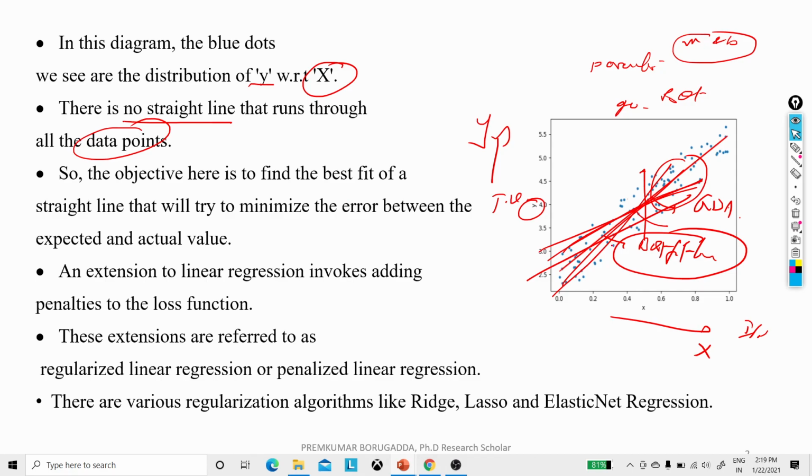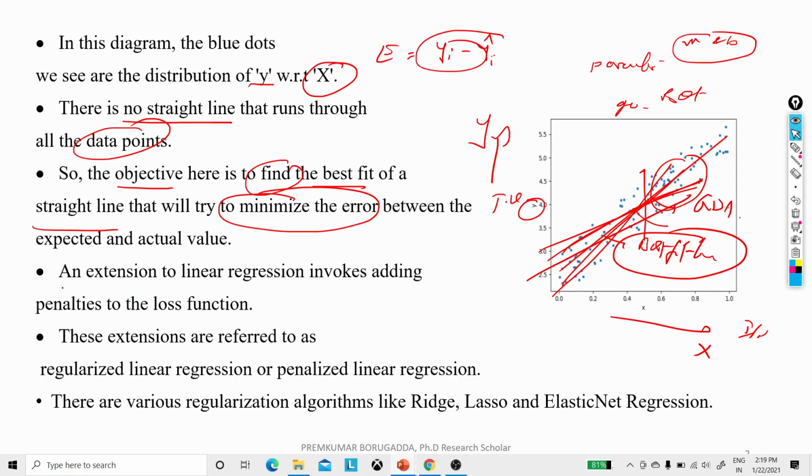The best fit line will still give some kind of error. Our objective is to find the best fit line so that we minimize this error. Here the error is the difference between the target variable y and the predicted variable y hat. This kind of error should be minimized.